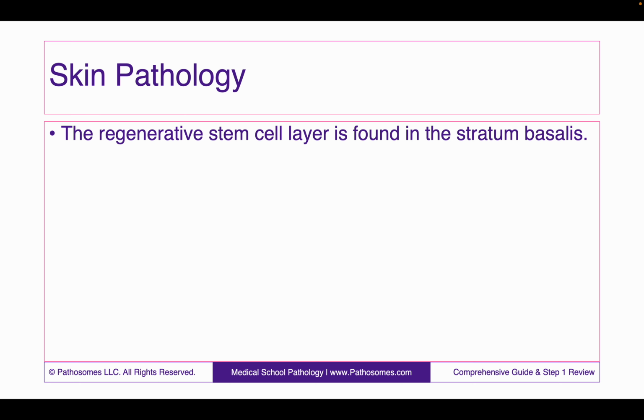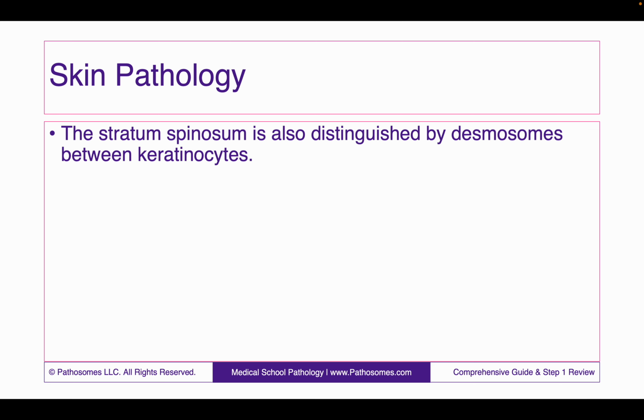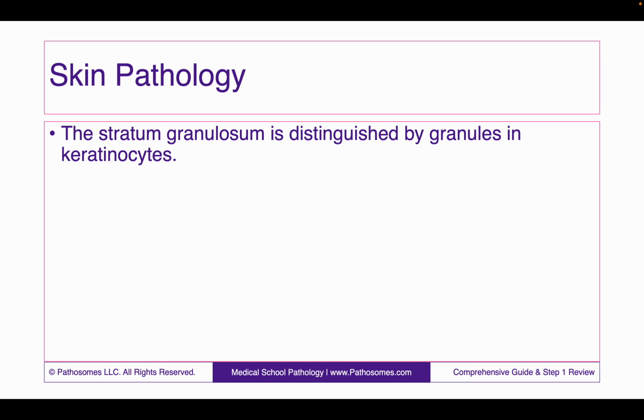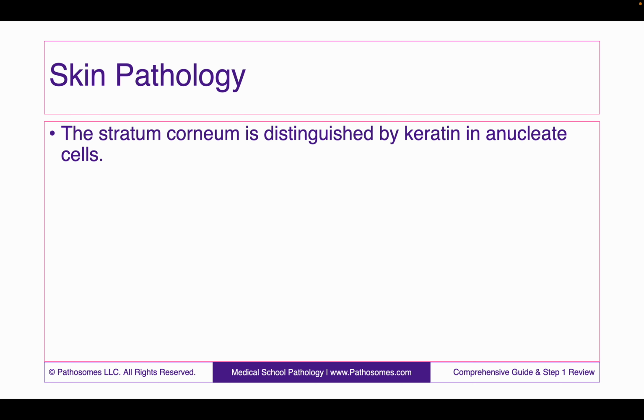The regenerative stem cell layer is found in the stratum basalis. The stratum spinosum is also distinguished by desmosomes between keratinocytes. The stratum granulosum is distinguished by granules in keratinocytes. The stratum corneum is distinguished by keratin in anucleate cells.